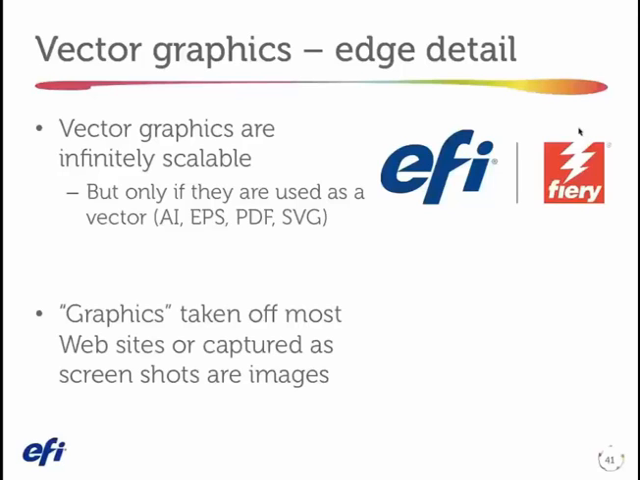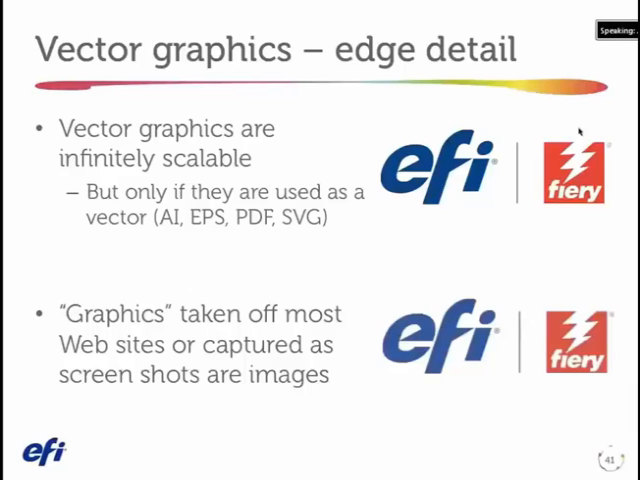Very common for somebody to take a logo off the internet. It's not a graphic anymore, it's an image. And sure enough, when I print that image, especially if it's 72 DPI that I took off some website, it's going to look terrible in print. Okay, it's going to look very pixelated compared to printing the real vector. Okay?